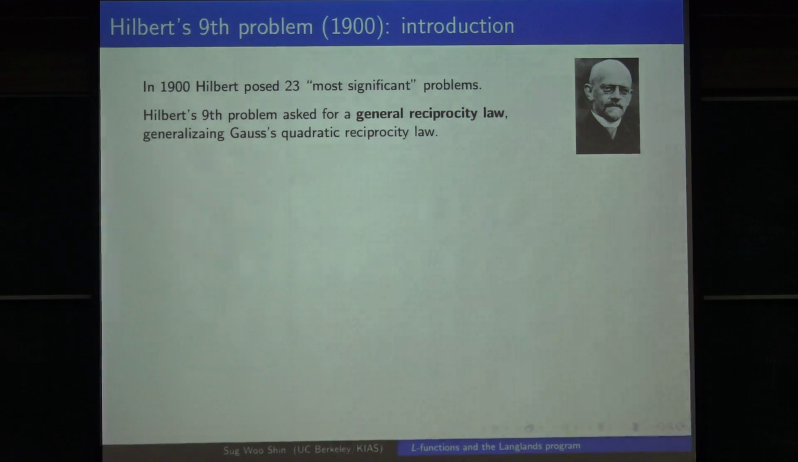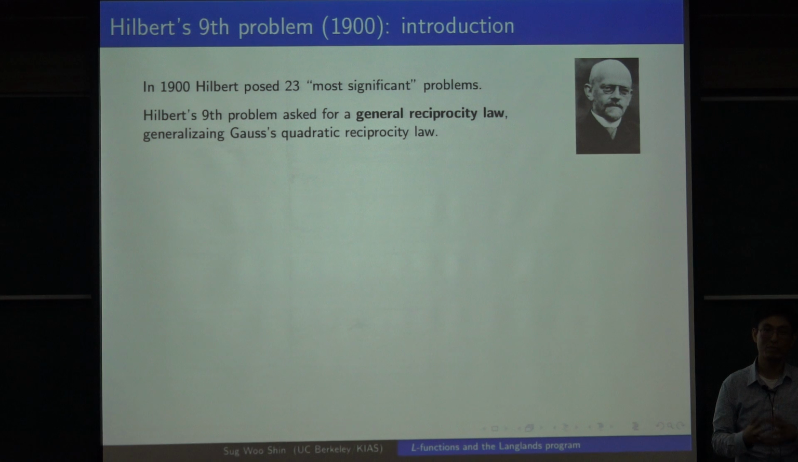Of course, Gauss did a lot of important work, but I'll just jump ahead to 1900. Gauss's quadratic reciprocity law was around 1800, so it's about 100 years later. Hilbert's ninth problem is basically this. He had 23 problems, but the ninth problem is to get a general reciprocity law, generalizing the famous quadratic reciprocity law, which you may have seen in a first course in number theory.